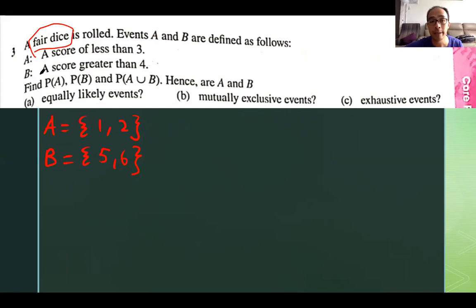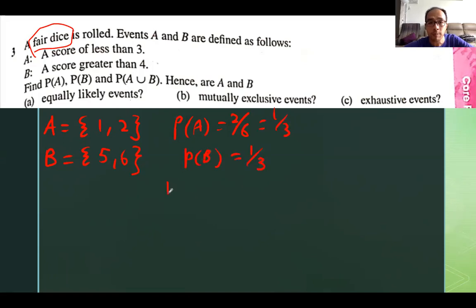So find the probability of A and the probability of B first. Probability of A is easy. There are 2 elements in A, over how many elements altogether in rolling a dice? It's 6. So it is 1 over 3. Probability of B will also be the same, which is also 1 over 3.